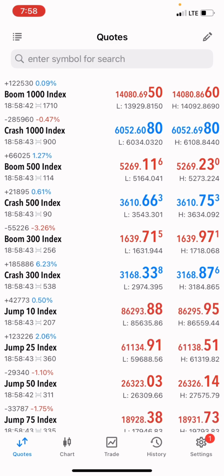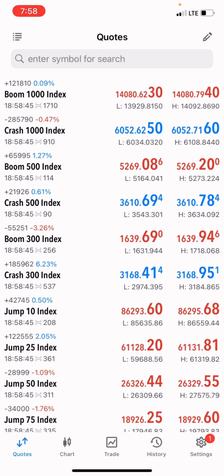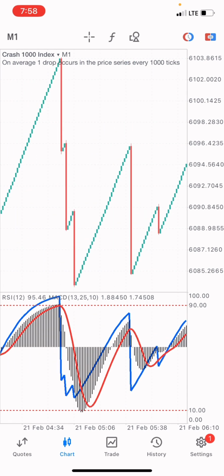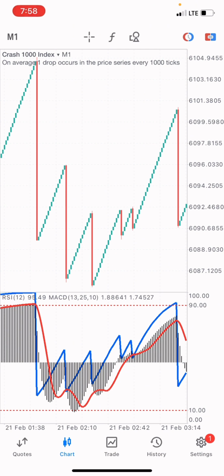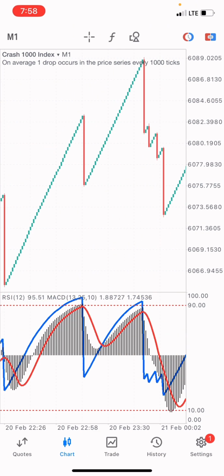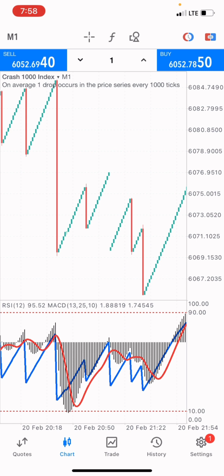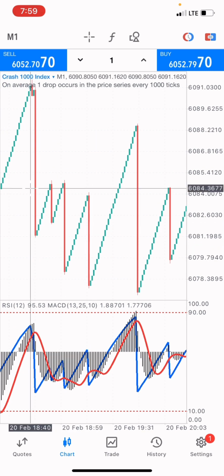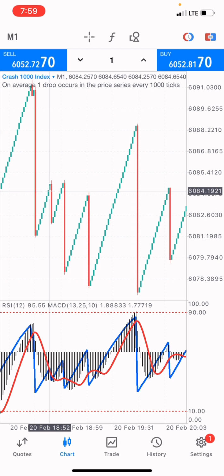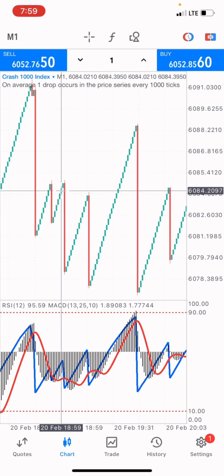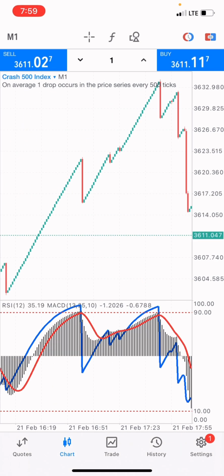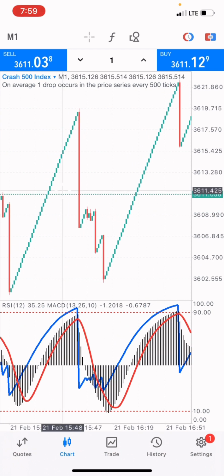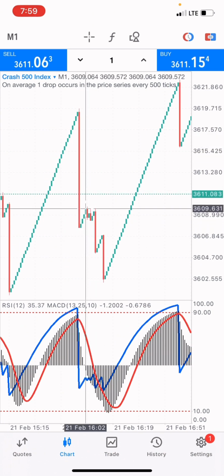For example, let's start with the crash 1000 index. This is the market as we can see right here, and we have the indicator set up, the MACD and the RSI indicator, on this chart. You can see that the spike came through here and the market bought up to about 10 candlesticks, then another spike and the market bought up to about 7 or 8 candlesticks. Now if we go over to the crash 500 index market, you can see right here that the spike came through and there were 4 candlesticks.